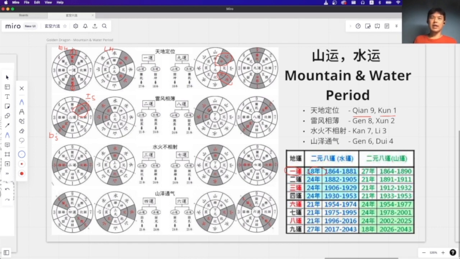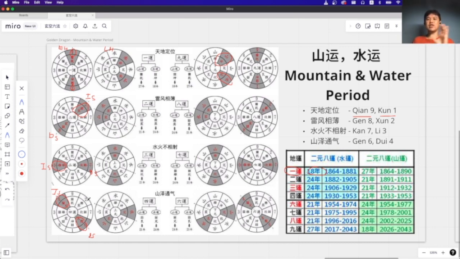Similarly, period 3 will be Li 3. The golden dragon is at Li, and the direct spirit will be at Kan. Period 4, Tui is the direct spirit and Ken is the indirect. This is the direct spirit, this is the indirect spirit. This is actually the basis, the 体, how we deduce between direct and indirect.